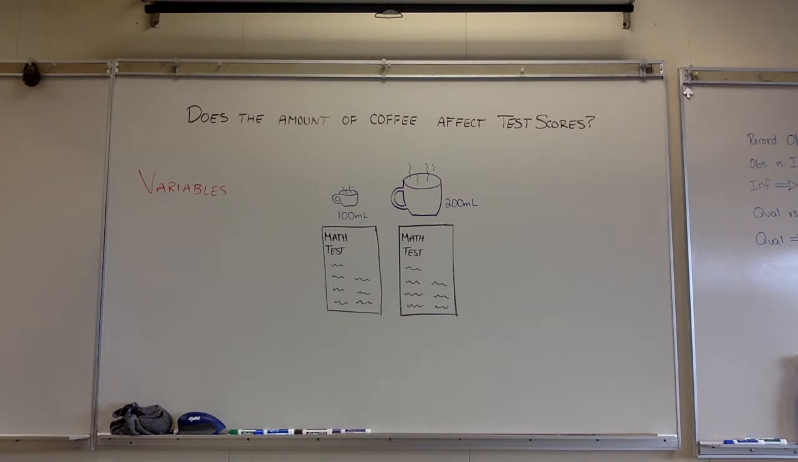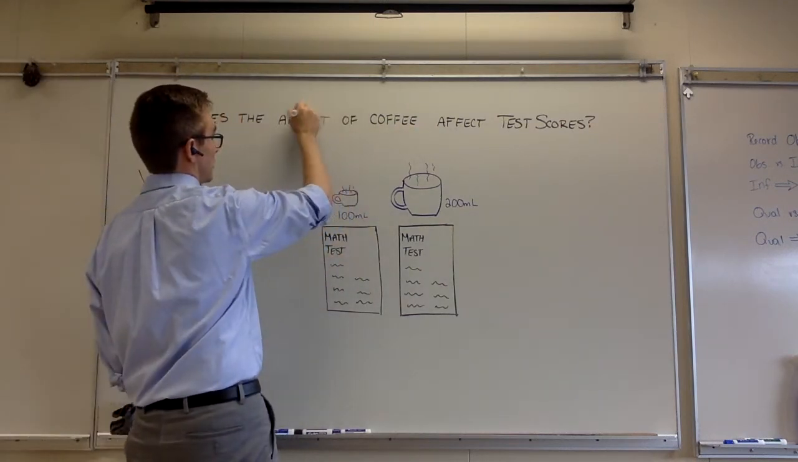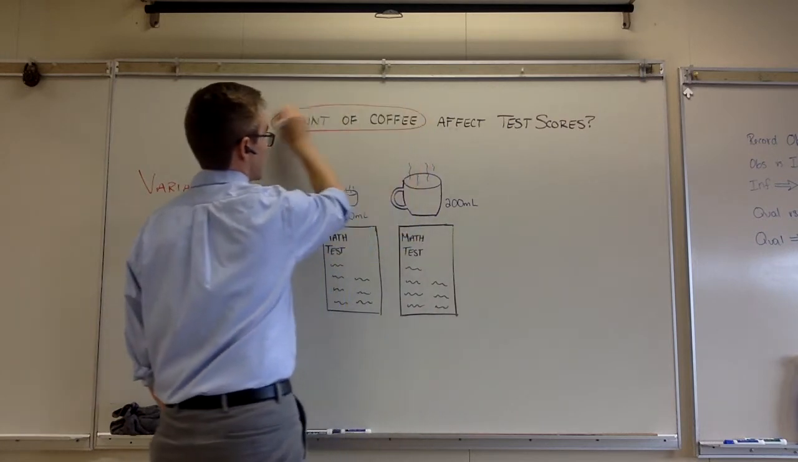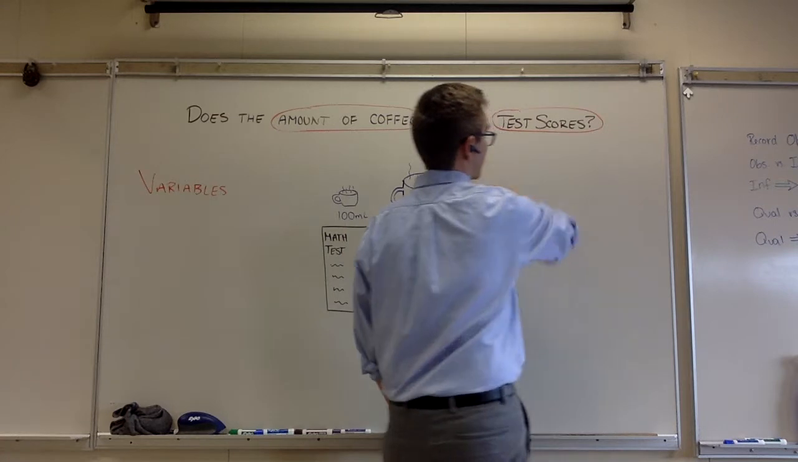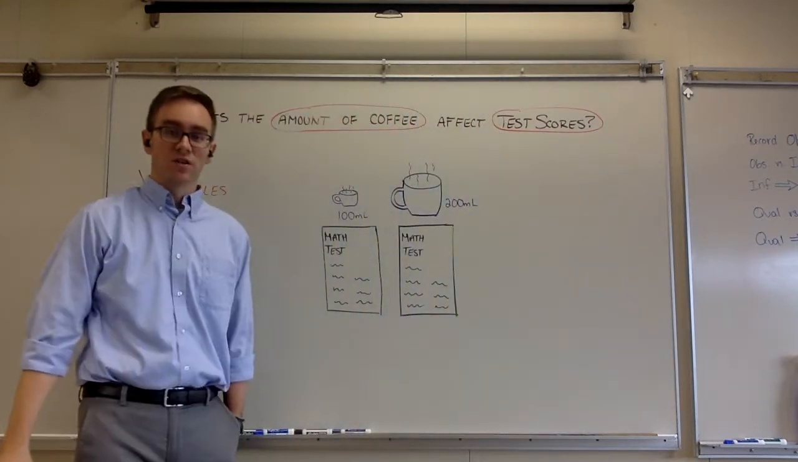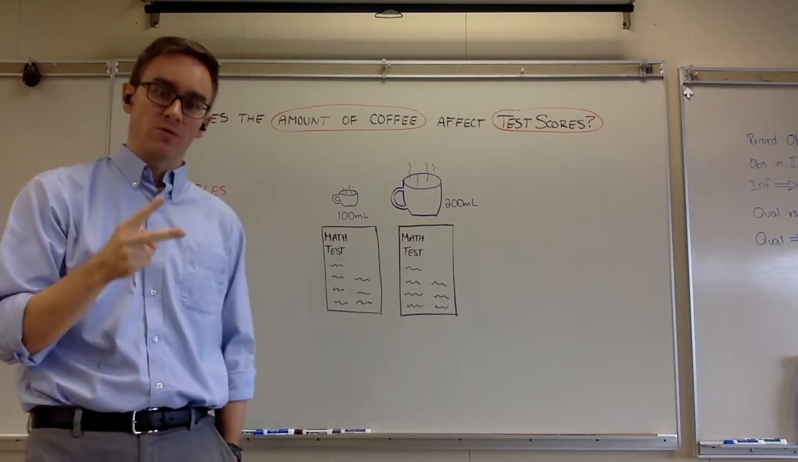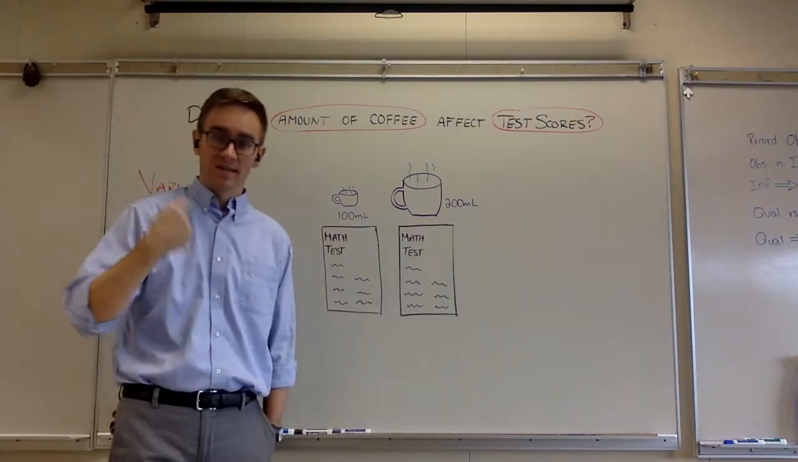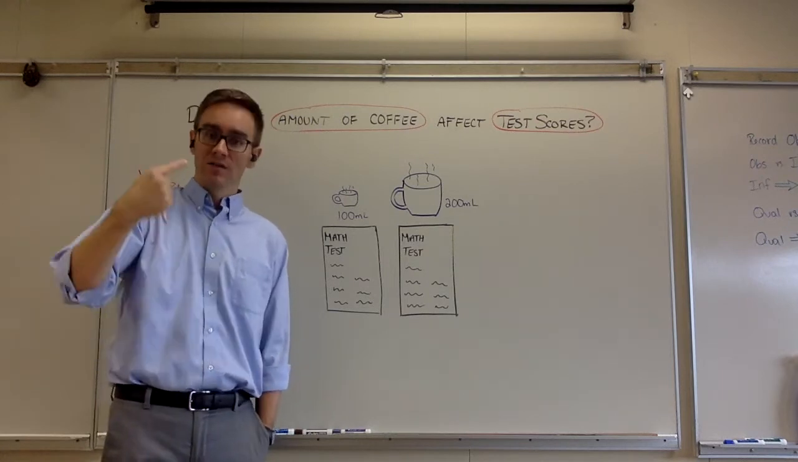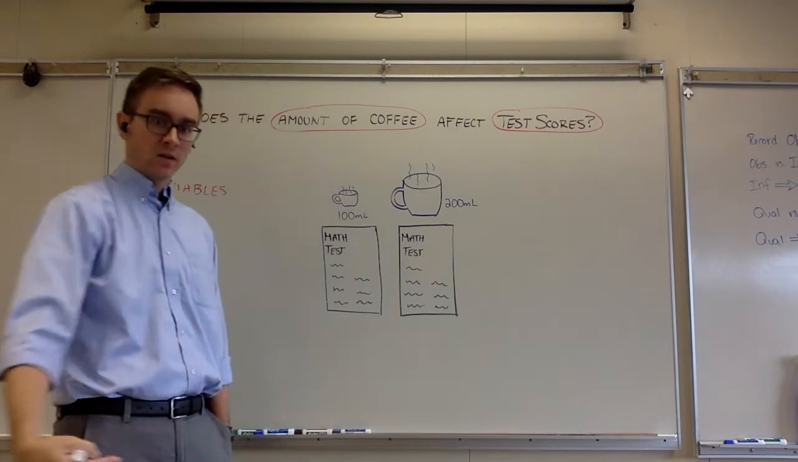All right, so I have two variables here. In this experiment, I have two things changing. I have the amount of coffee that is changing, and I'm going to have the test scores that are changing. But in an experiment, we only want two things to change. We always want two variables, and I'm going to change one of them and see how it affects the other one. How does A affect B? Cause and effect.